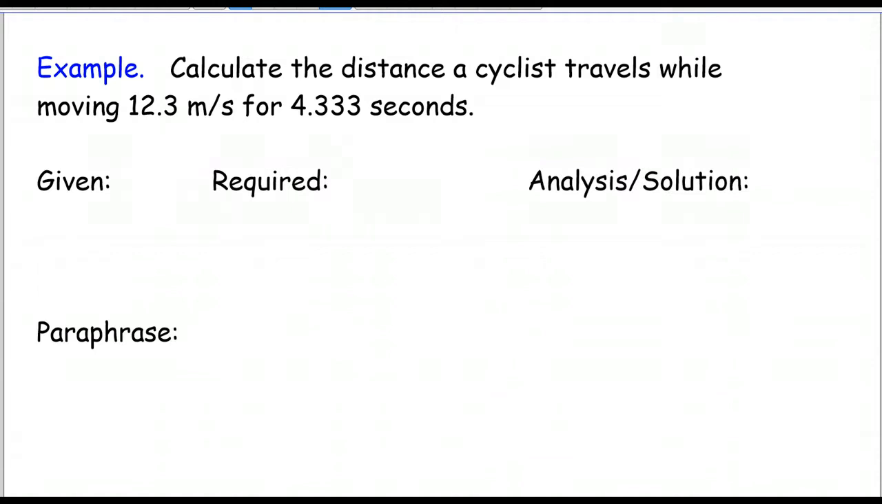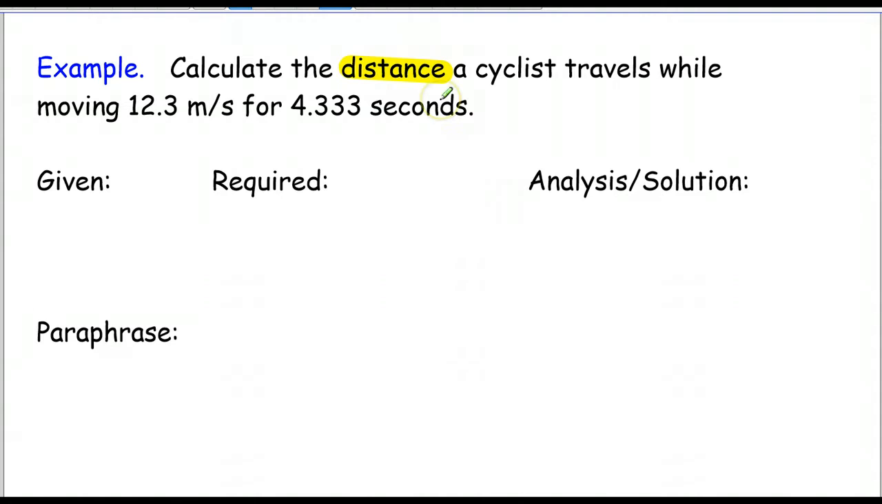Okay, so what we're actually going to look at right now is basically how to approach any word problem in physics that you're ever asked to solve. Okay, you're going to read through the problem: calculate the distance a cyclist travels while moving 12.3 meters per second for 4.33 seconds. So good strategies to use are to try to identify what it is they want you to even find just by reading it. So calculate the distance. This is what we need to find.